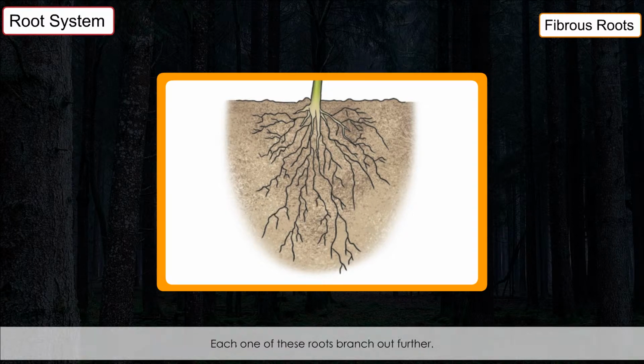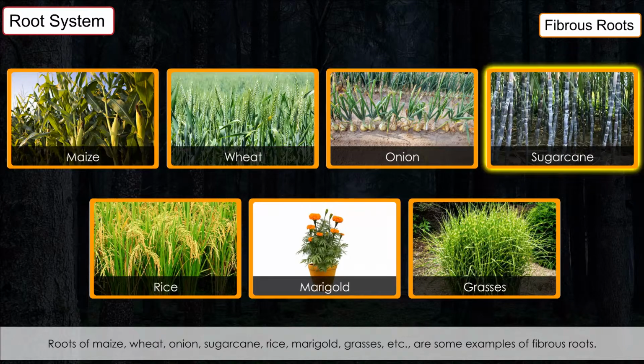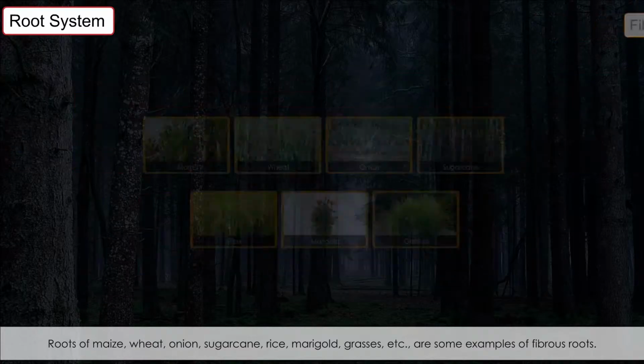Fibrous roots. In fibrous roots, a number of roots of same thickness grow out of the base of the stem in clusters. Each of these roots branch out further. Roots of maize, wheat, onion, sugarcane, rice, marigold, grasses, etc. are some examples of fibrous roots.